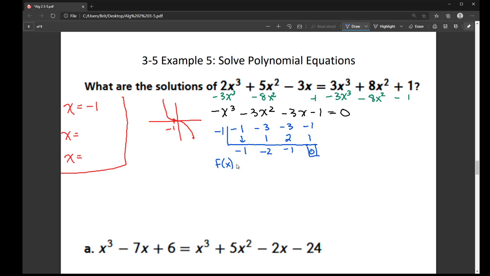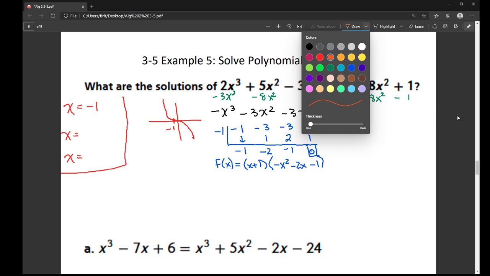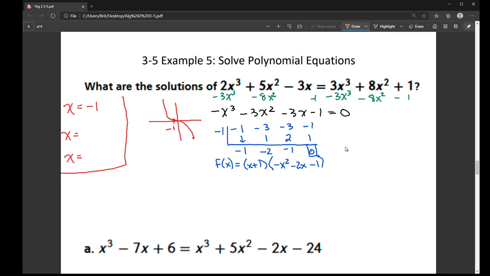So this polynomial now looks like x plus 1, because you flip the sign on that one, times negative x squared minus 2x minus 1. Now because this is not factorable, which I know because this only crossed the x-axis once, I'm going to use the quadratic formula or completing the square in order to solve it.